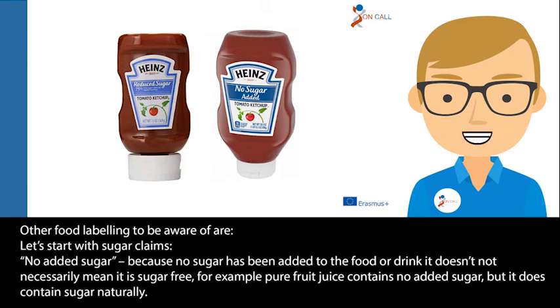Other food labelling to be aware of are, let's start with sugar claims. No added sugar. Because no sugar has been added to the food or drink, it doesn't necessarily mean it is sugar-free. For example, pure fruit juice contains no added sugar, but it does contain sugar naturally.